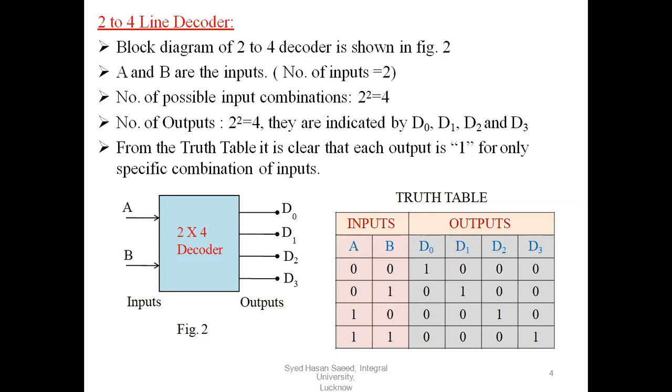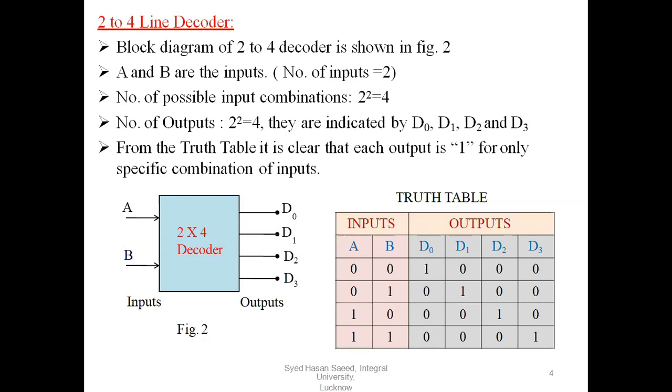A decoder is a combinational circuit. In a decoder you pass n inputs and it will finally produce 2 power n output lines. Those output lines are unique. That is the decoder definition.